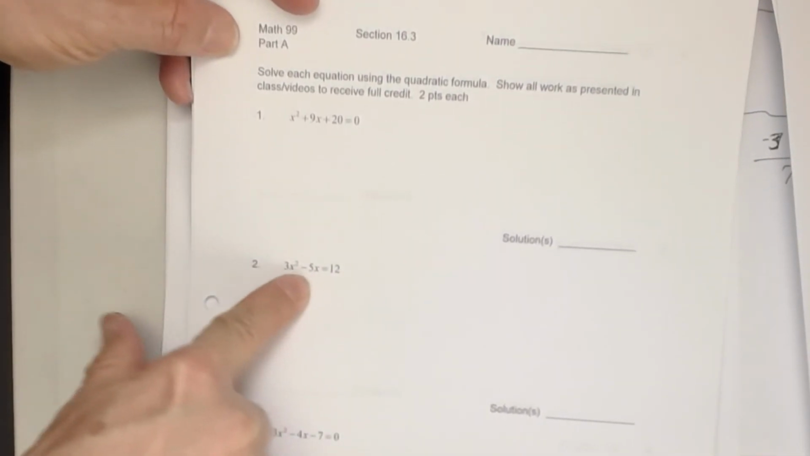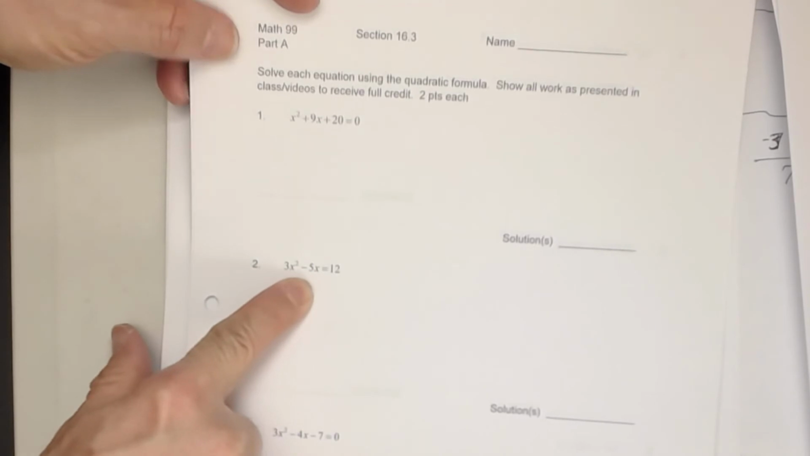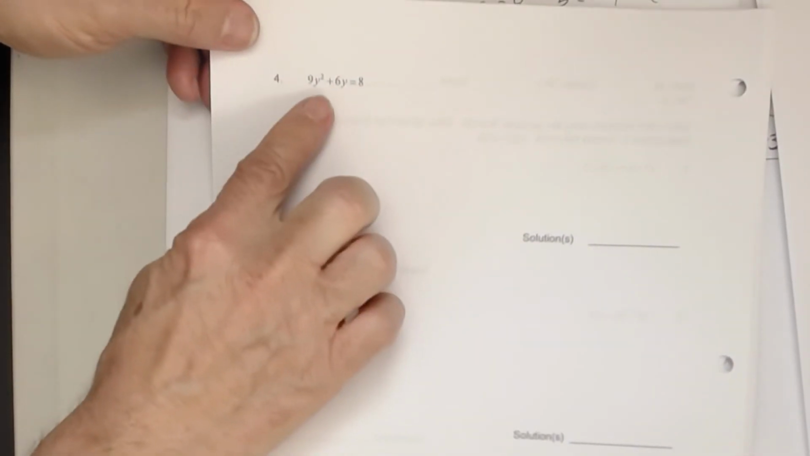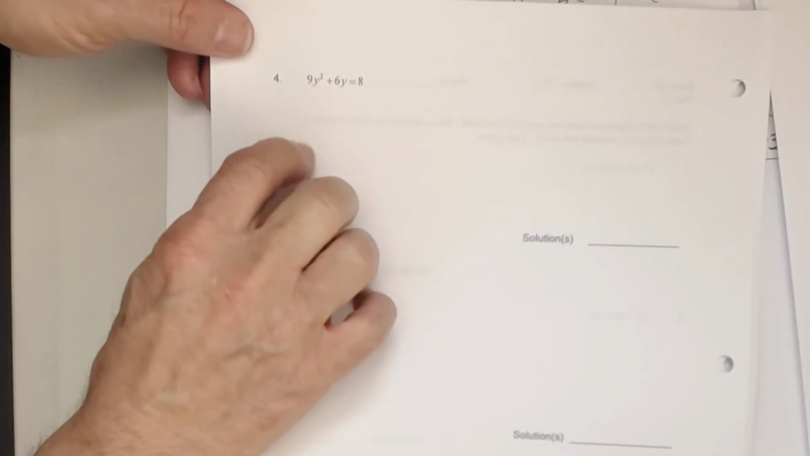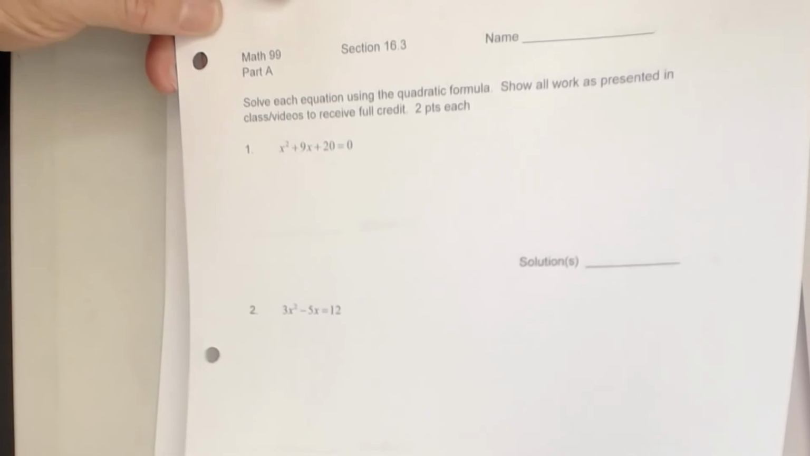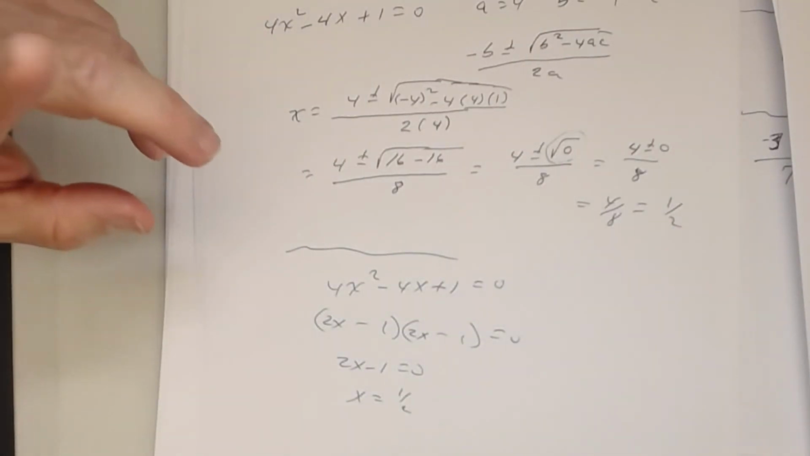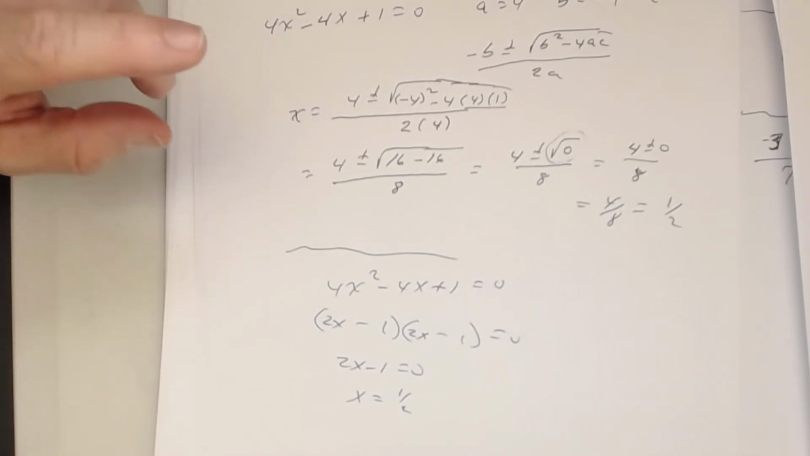But remember, you have to put this in what form? Standard form. Okay? Standard form. Notice that this is y, so when you do it, you say y equals, okay? All right, standard form. So that's all this is. Now remember, use the quadratic formula. All right, that's that first part. That's part A.